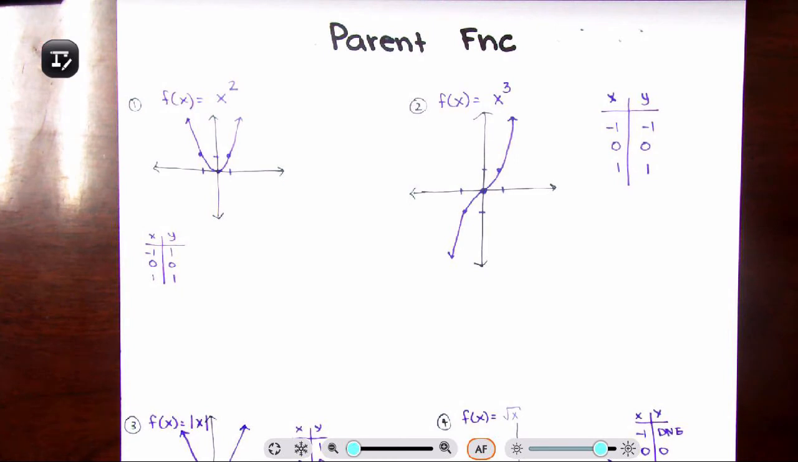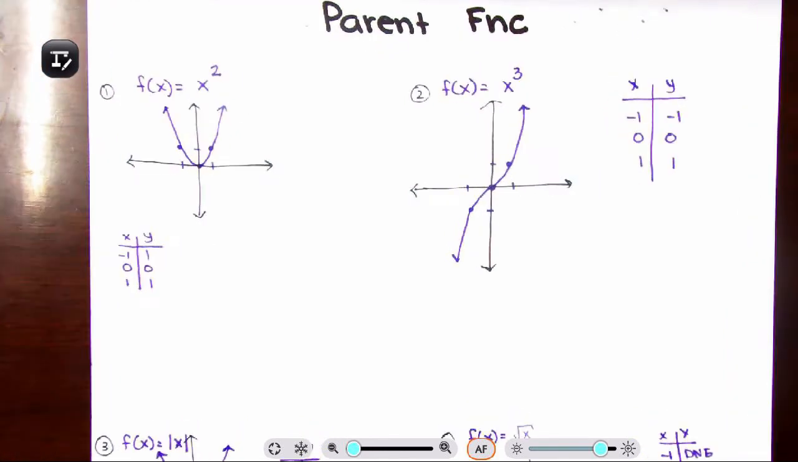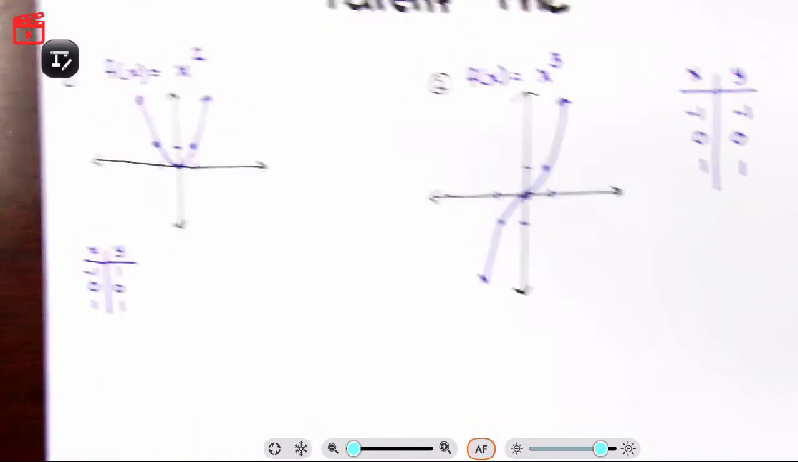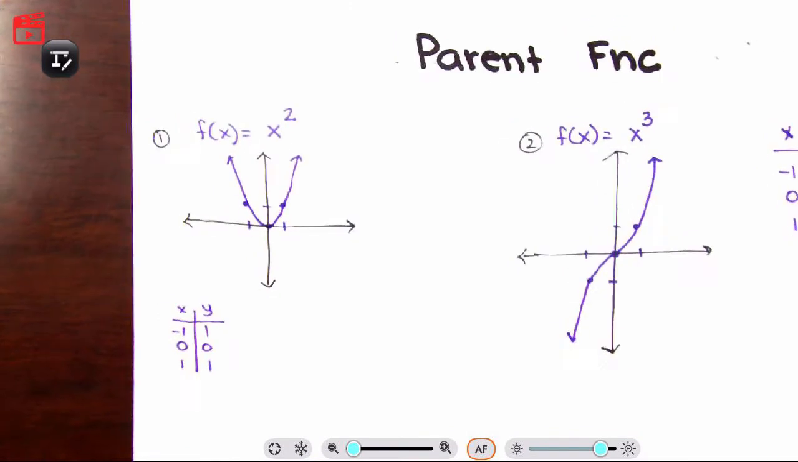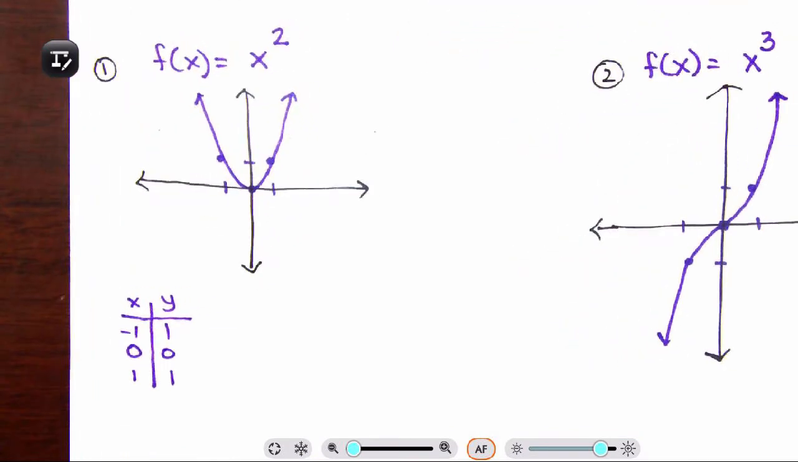So I want to start out this video with identifying parent functions. You're going to hear parent functions a lot. We're going to start out with quadratics, then we're going to move to cubics in our units, in our modules. However, all of these are going to come up in graphing transformations. So how do you determine what a parent function is? A parent function is without any transformation, so nothing happens. For example, our first parent function is x squared.